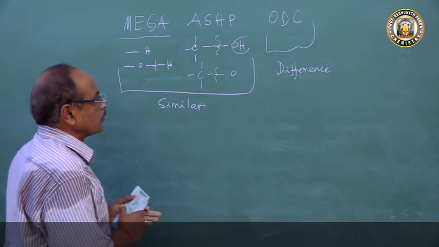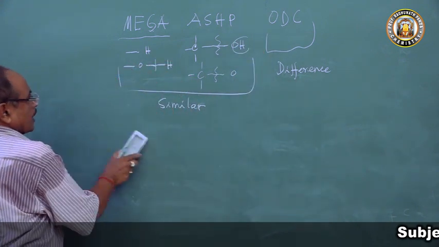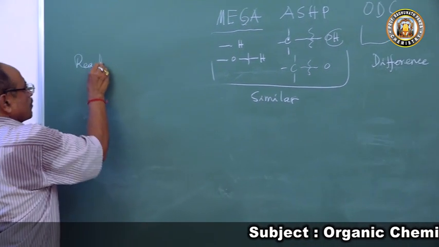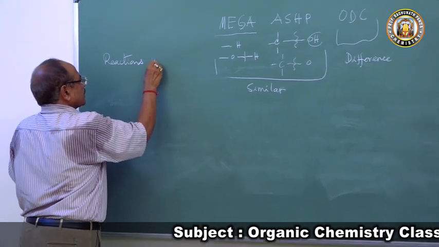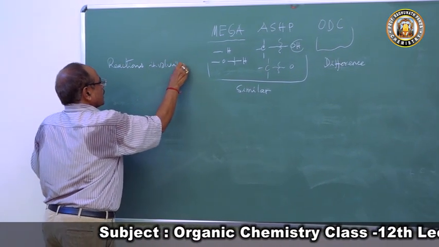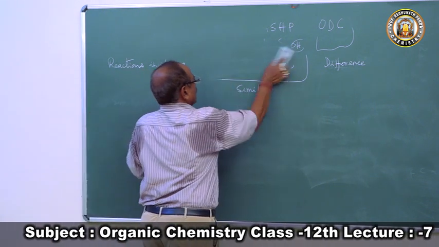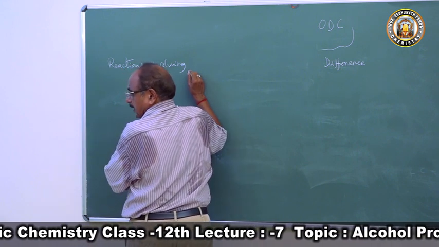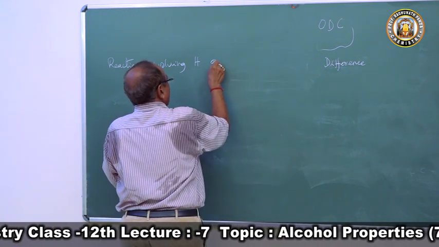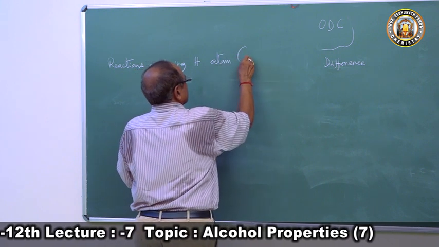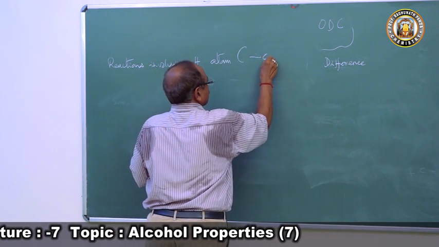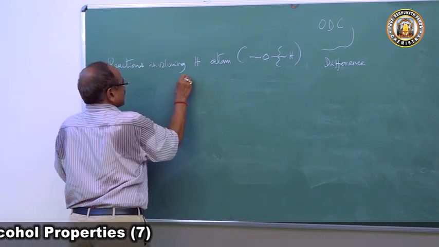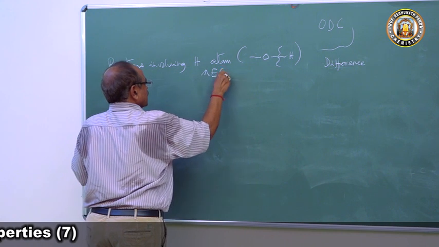Now I am expanding to you what I mean by this MEGA ASHP. So these are reactions involving the hydrogen atom, the active hydrogen atom, that is, cleavage of the OH bond. So here the reaction is, what is this? Reaction is MEGA, M-E-G-A. What is this?